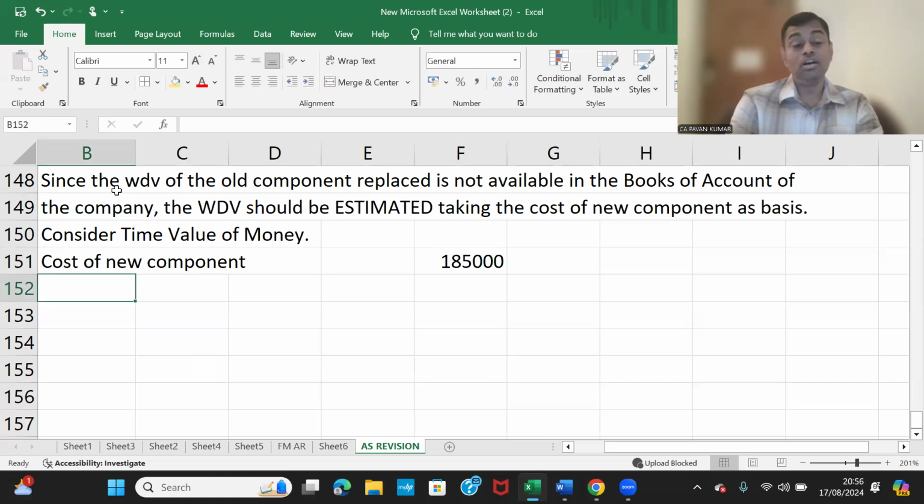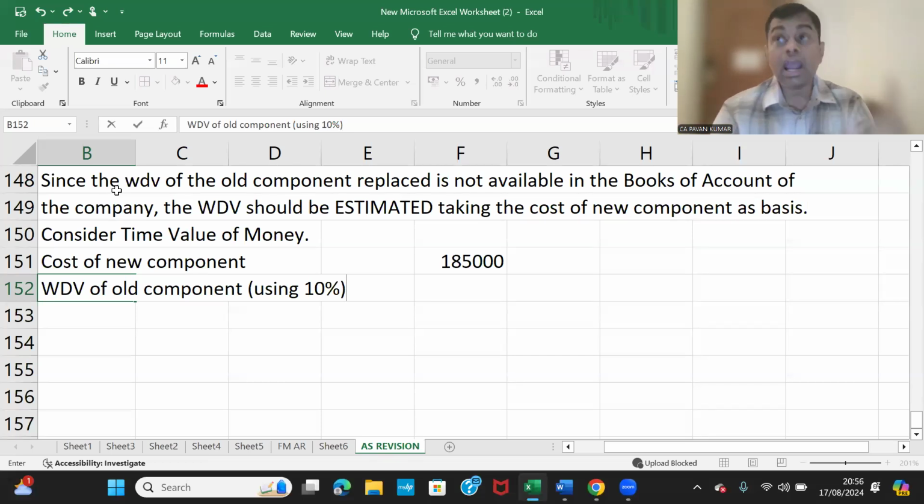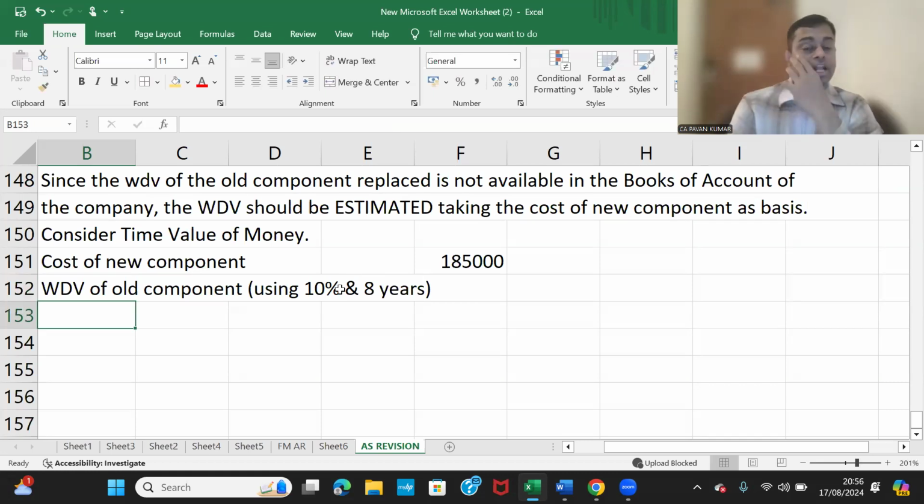Okay. So written down value of old component, say for example, using 10% cost of capital that they might give you in the question. And if they have not given in the question, you can assume that it is 10% or 12%. That is how suggested answer is given in final. In the question, they have not mentioned time value of money, but you need to consider time value of money. So the WDV of old component using 10% and 8 years. So how old the component is, they will tell you. The component was purchased 8 years back.